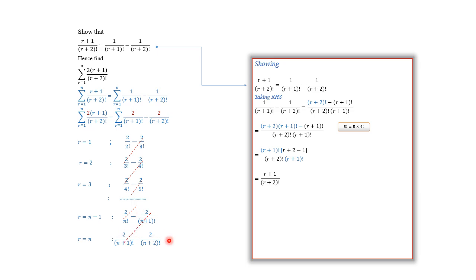So now what are we left with? We have arrived at the final term, which is r equals n. This term is left, and this one is also left. So the summation of this function is equal to 2/2! minus 2/(n + 2)!.